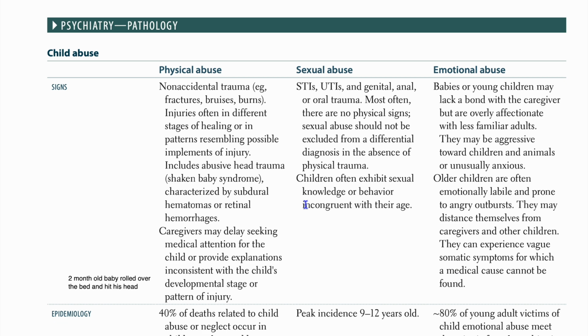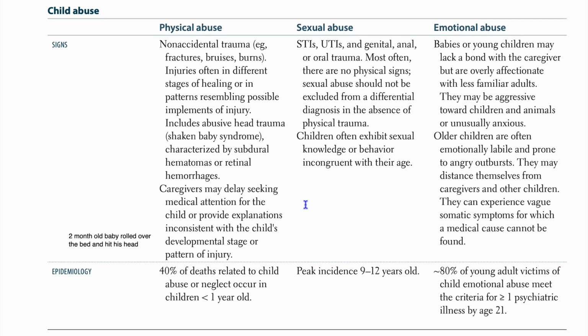On to child abuse. So there's physical abuse, sexual abuse, and emotional abuse. In physical abuse, it's going to be non-accidental trauma, for example, fractures, bruises, or burns. Injuries often in different stages of healing or in patterns resembling possible implements of injury. It includes abusive head trauma, shaken baby syndrome, characterized by subdural hematomas.